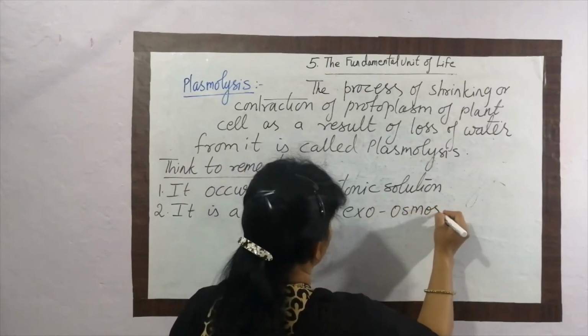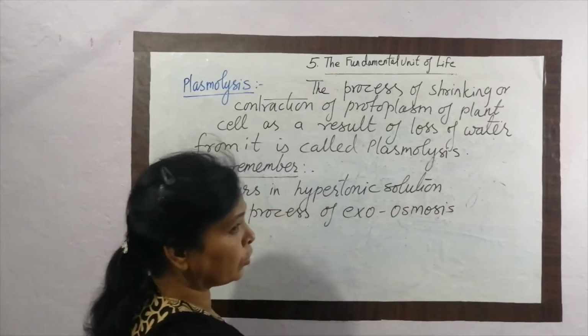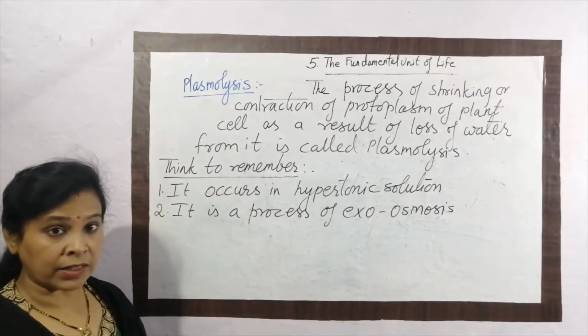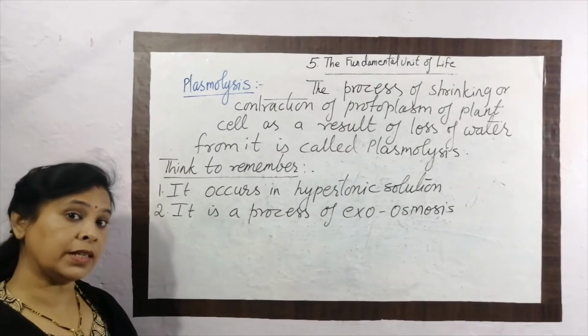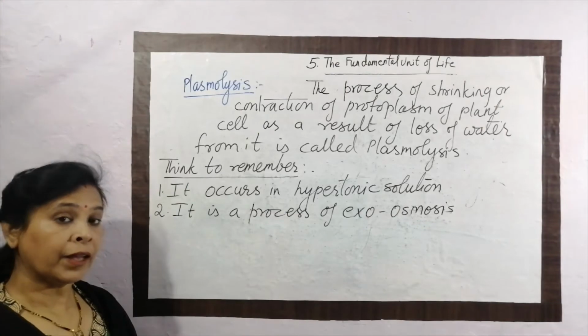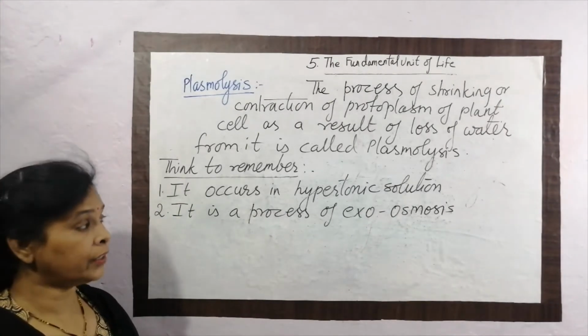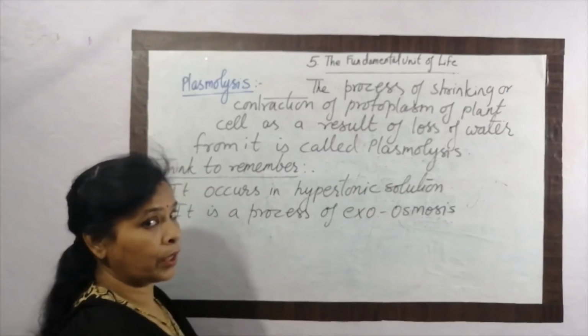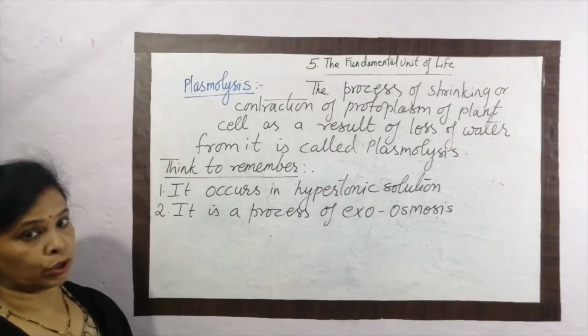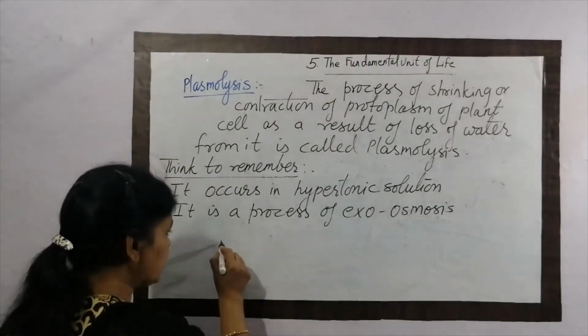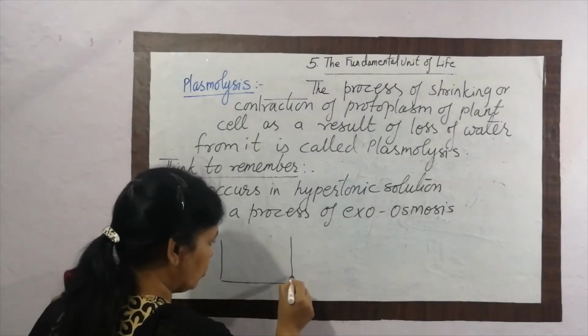You know what osmosis is? It is the movement of a substance from one concentration to another concentration through a semi-permeable membrane. If the substance moves from inside out, then it is called exo. Exo means out. So it is the exoosmosis process. We can explain with the help of a diagram also.